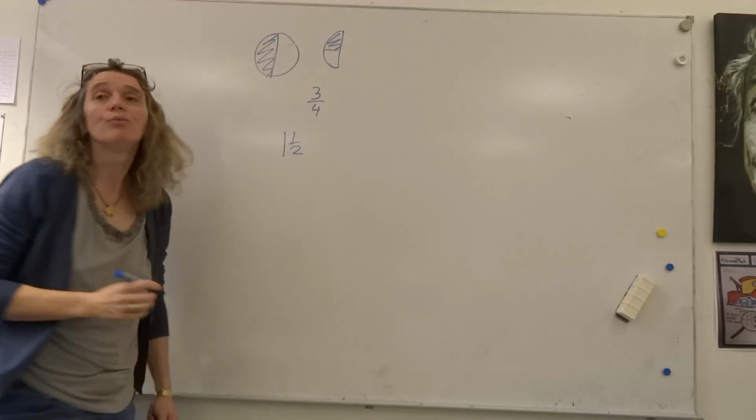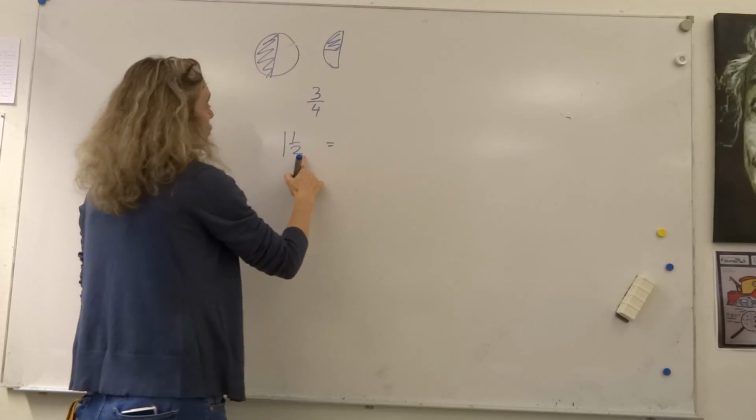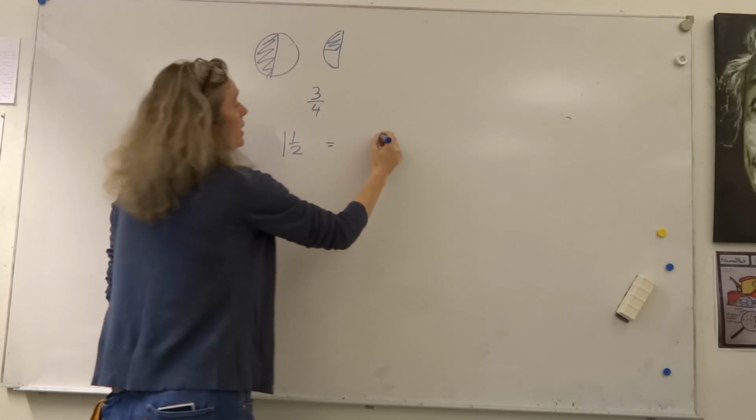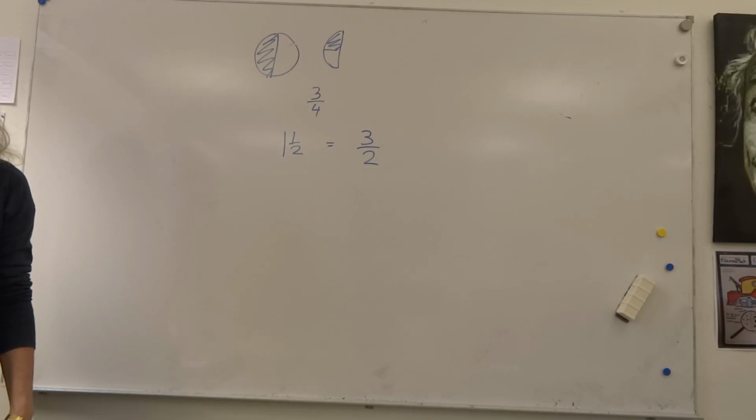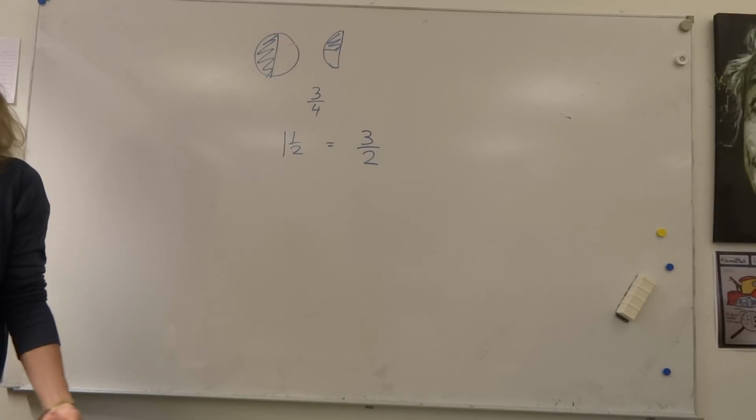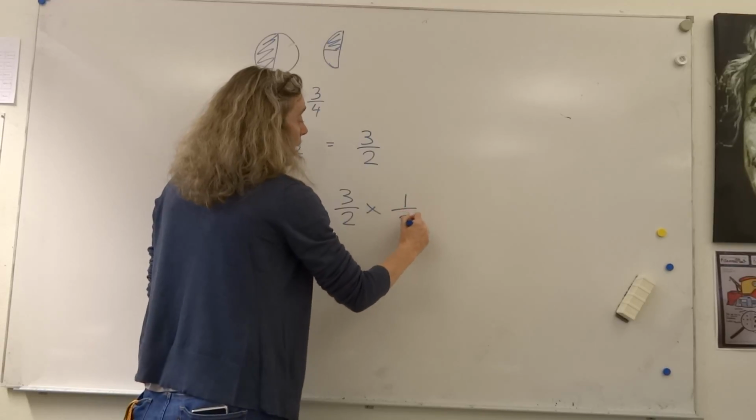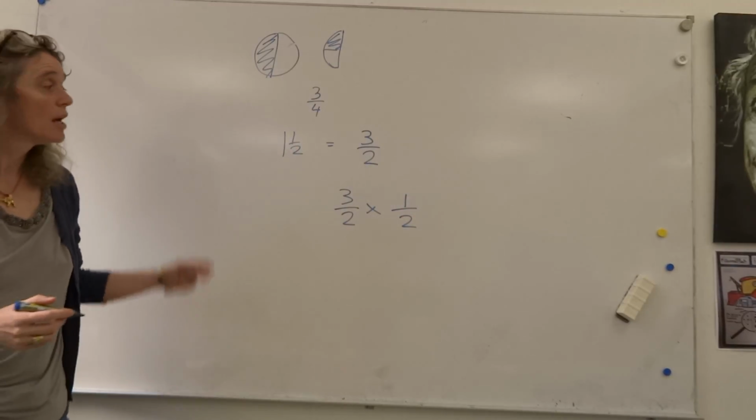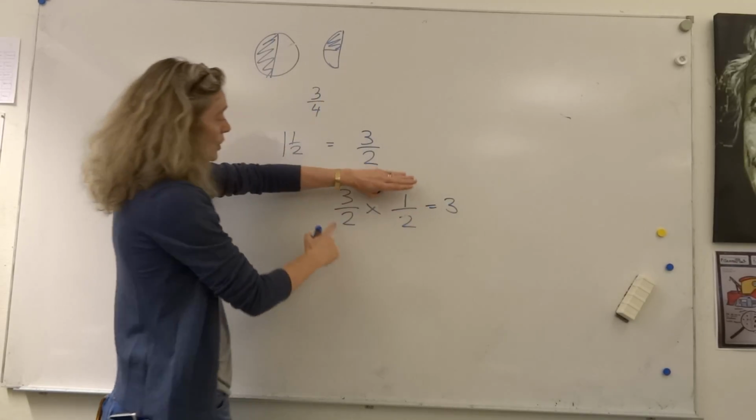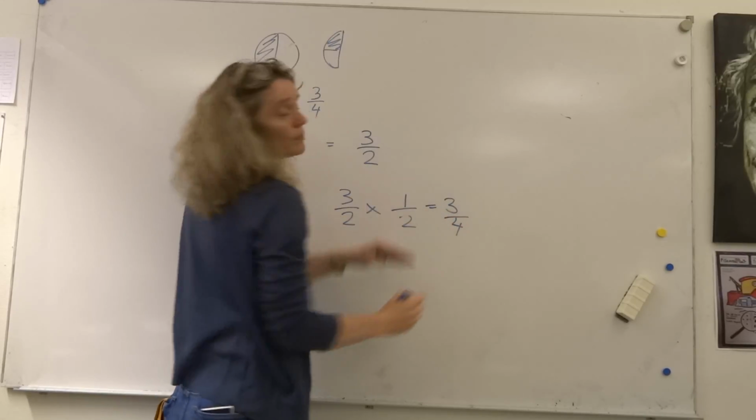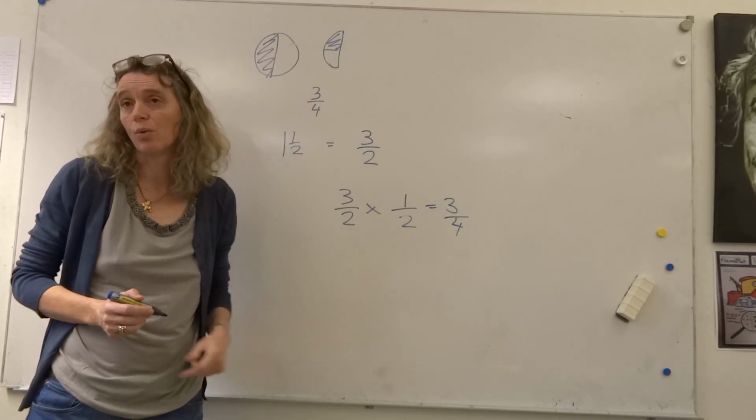How do we show that mathematically? 1.5 can be written as a top-heavy fraction. It can be written as 2 times 1 is 2, plus 1 is 3. So it can be written as 3/2. That's the same as 1.5. And I hope you remember that multiplying fractions is the easiest thing to do. You take 3/2 and multiply it by 1/2. That's how we multiply fractions: multiply the tops, 3 times 1 is 3, and multiply the bottoms, 2 times 2 is 4. So if you convert it to a top-heavy fraction, it's very easy to get the answer 3/4.